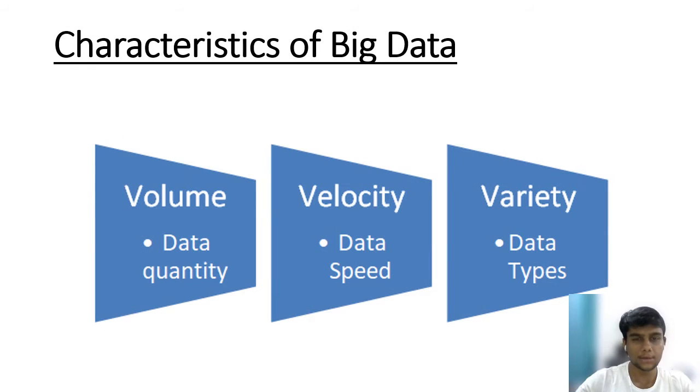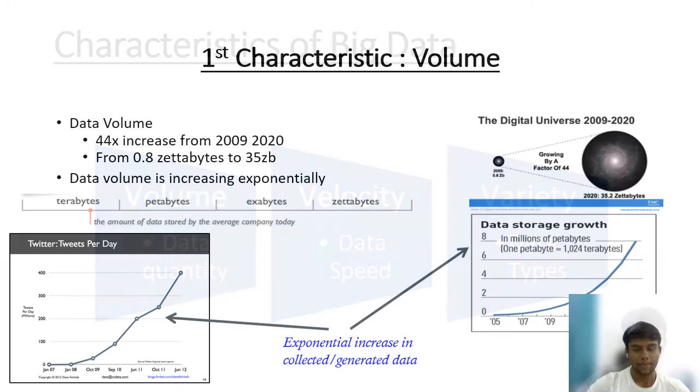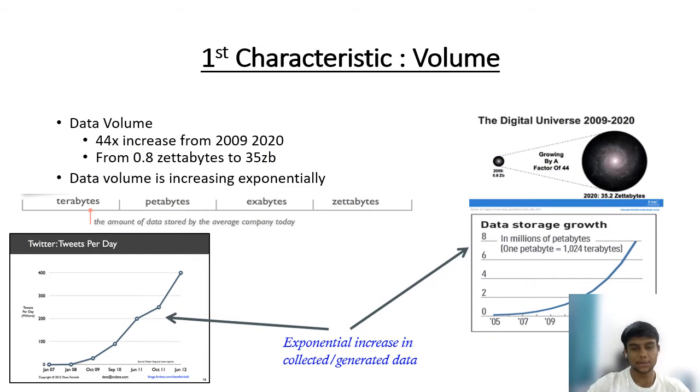What are the characteristics of big data? There are three major properties of big data: volume, velocity, and variety. At many places you will find 4 or even 5 characteristics of big data, but ultimately it boils down to these three features. Let us discuss the first characteristic of big data, that is volume. Yes, we are going to talk about size first.